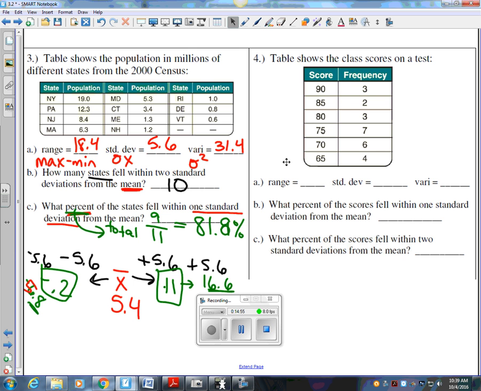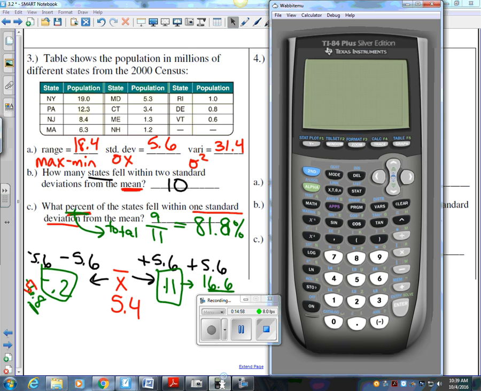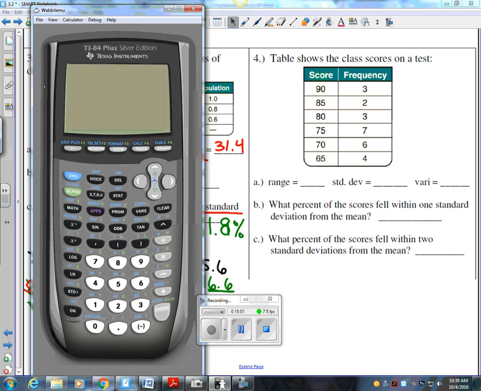The table shows the class scores on a test. For this one, the table's set up a little differently. Oh, sorry. Stat, edit, clear this out. Okay, what does it mean right here of a score of 90, frequency 3? Anybody? There are 3 90s. So in your calculator, you have to type 90, 90, and 90 is what that means. 3 90s. Okay? How many 85s? Yep. So keep going.